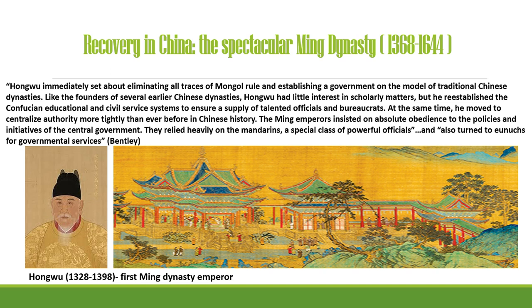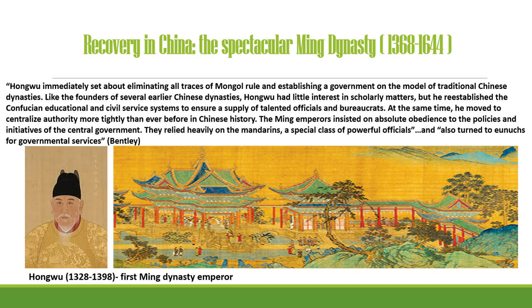The dynasty in question here that shows the first signs of recovery after like 100 years from the Black Death is what becomes the spectacular Ming Dynasty. And its first emperor, first Ming Dynasty emperor, Hongwu, as Bentley says, immediately set about eliminating all traces of Mongol rule and establishing a government on the model of traditional Chinese dynasties.